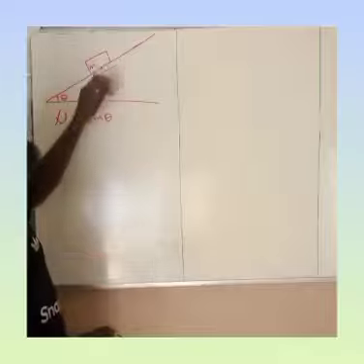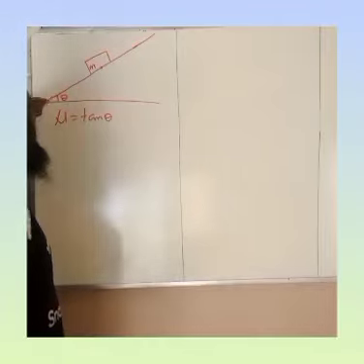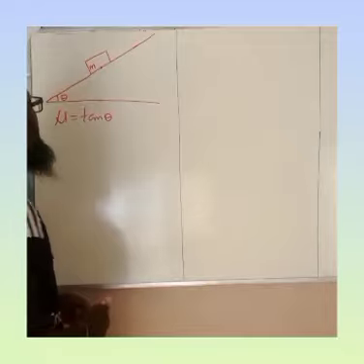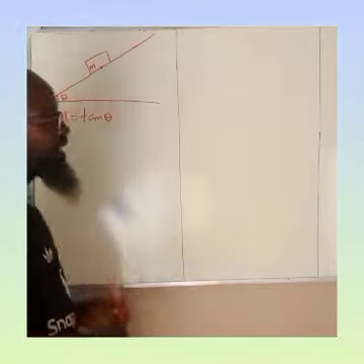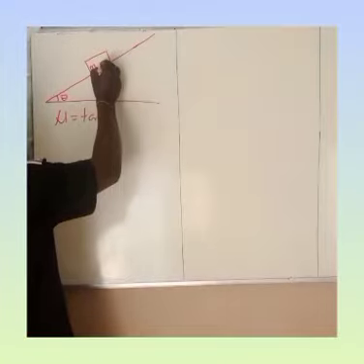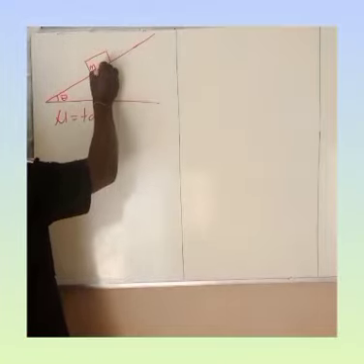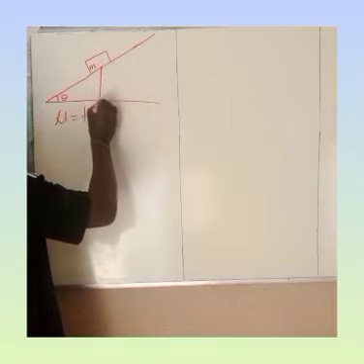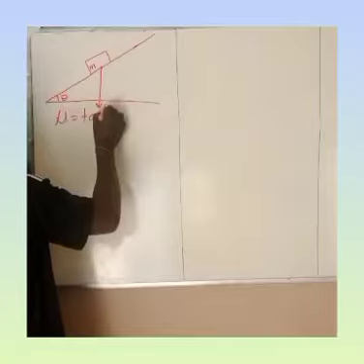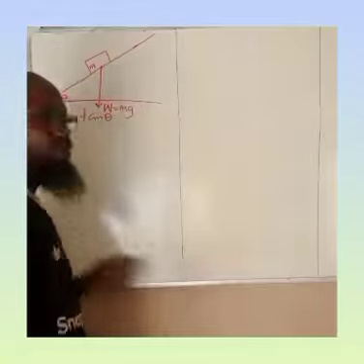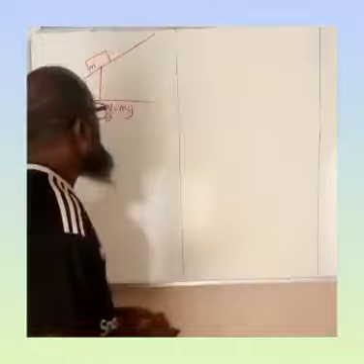As you can see, this is the body of mass m on this inclined plane that is inclined at an angle theta to the horizontal. Now, let us first of all analyze the forces acting on this body. The first force we are going to consider here is the weight of this body, which is acting perpendicularly downward. And we all know that the weight of a body is equal to mass times acceleration due to gravity.